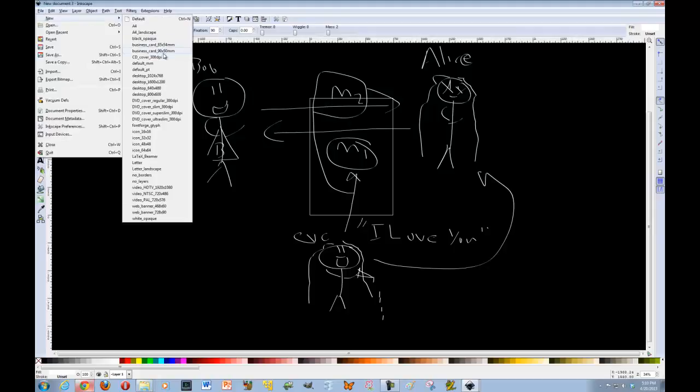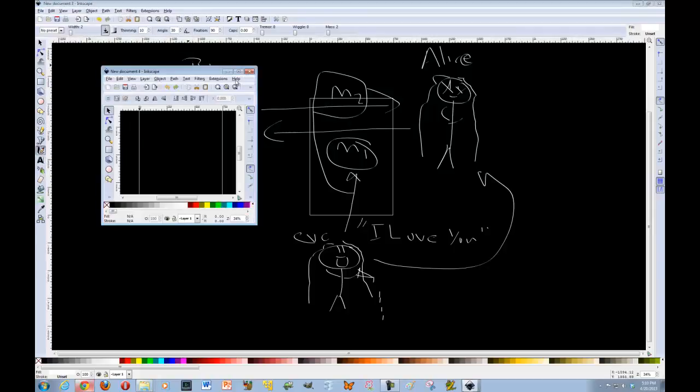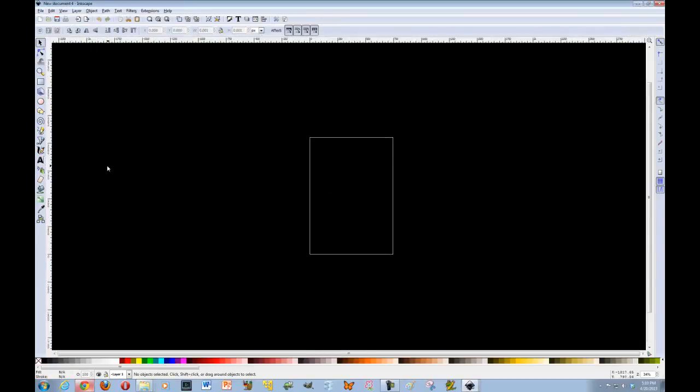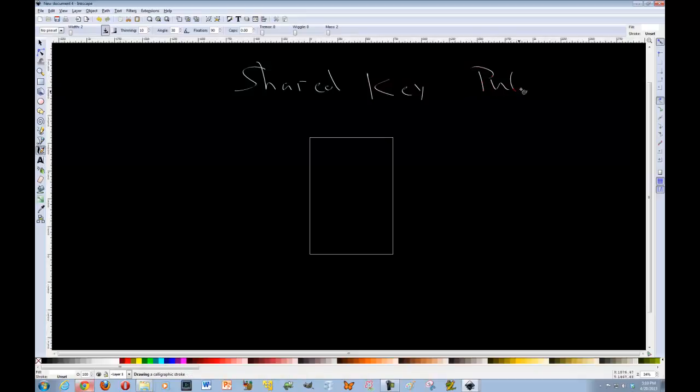So in general, how we think about secure communication is we tend to think about it in terms of either a shared key, or a public-private key. Okay, so let's begin with the shared key.